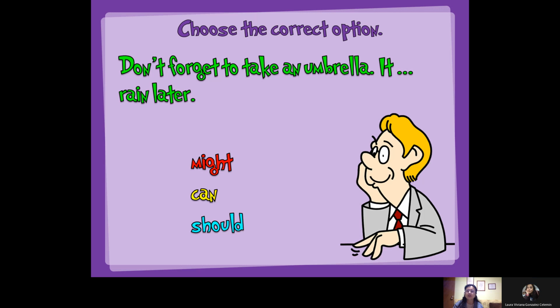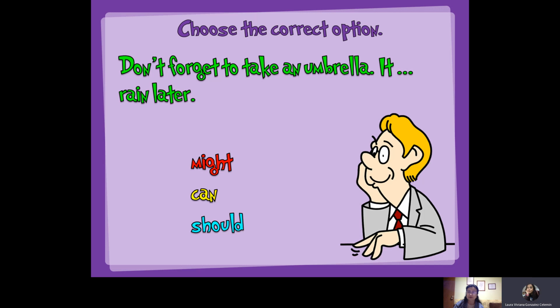Why should? Should is for giving advice. And then you say, should it rain later? It couldn't be. Don't forget to take an umbrella. It rained later. What is the appropriate? It might, it can, or it should. Remember that should is for giving advice. So you could say, you should take an umbrella. There, yes, you should carry an umbrella. But here it is, it rained later, rain later.